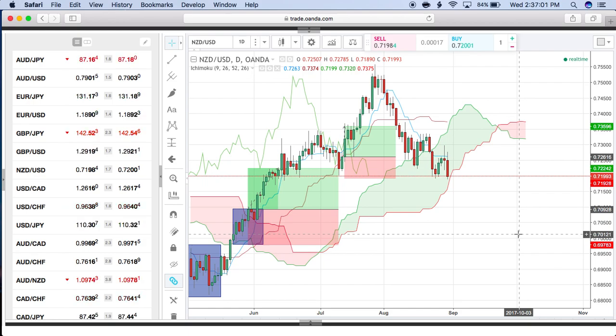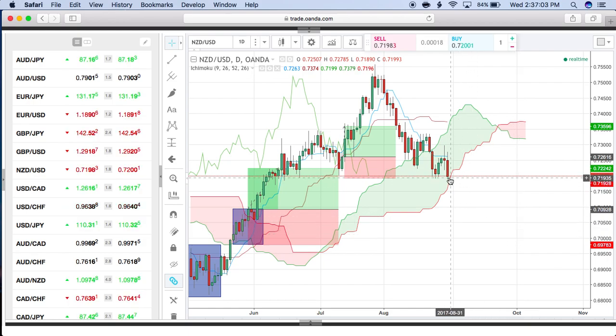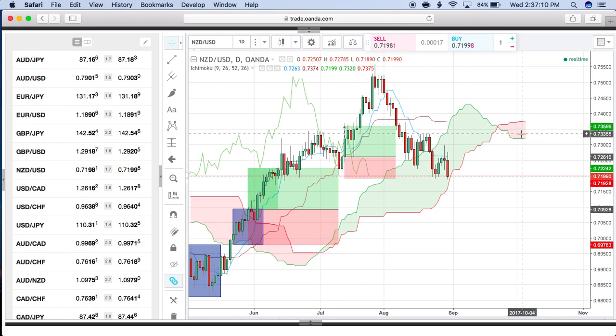All right, so you can see that this is coming down. These two moving averages are lined up for a short. This is also a short signal.